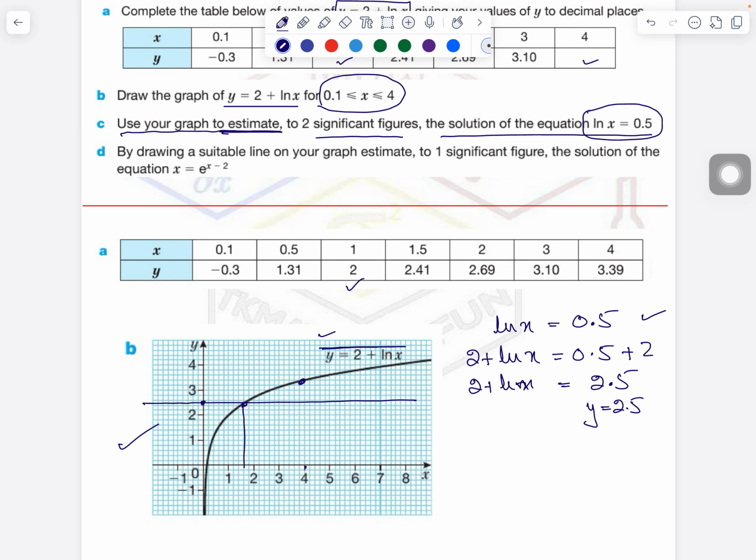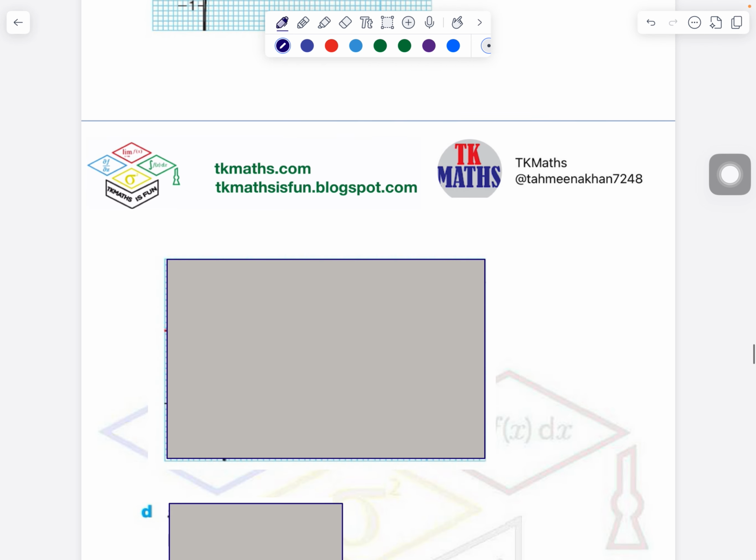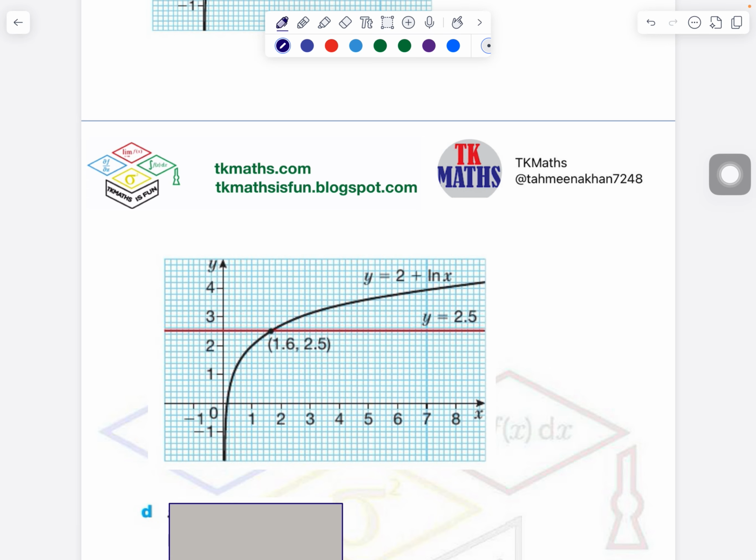Now, why does the word estimate come here? It's because graphical solutions are not exact solutions. They are not analytical solutions. So there may be a little bit of error when you are drawing the line. It may be a little high, maybe a little low. So your answer will be approximately correct. This is how you will get it. Let's see here in this sketch, this red line, and when you read it, this is the point. This is how you will find the solution.